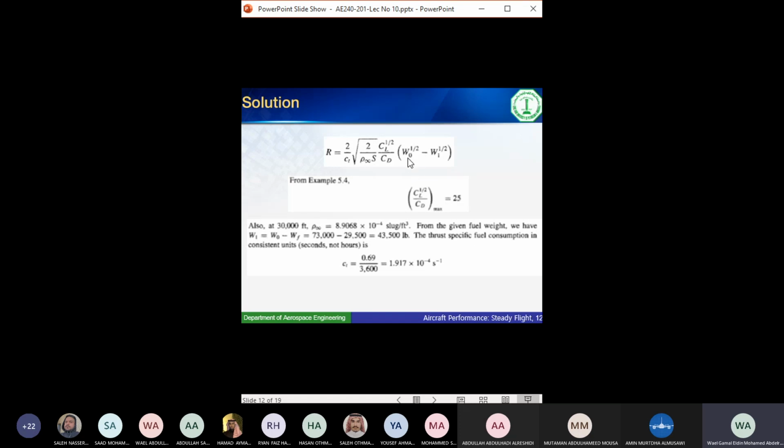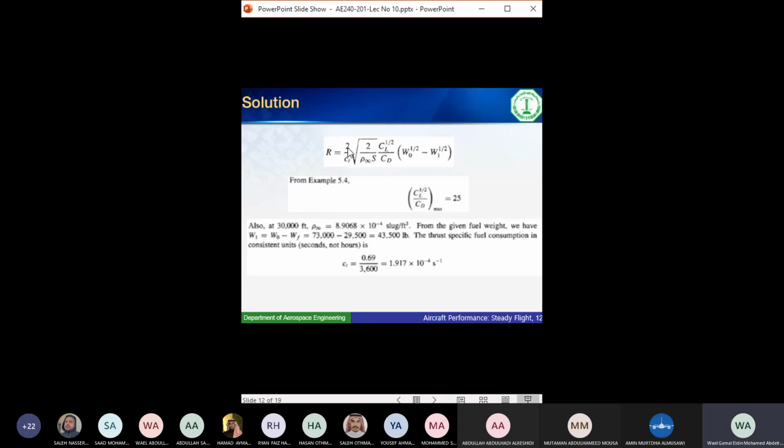For the initial weight of the aircraft, we know it to be 73,000. We have solved so many problems on this aircraft before. What about the final weight? Well, the final weight is the initial weight minus the fuel, and it's 43,500. So we know this one.